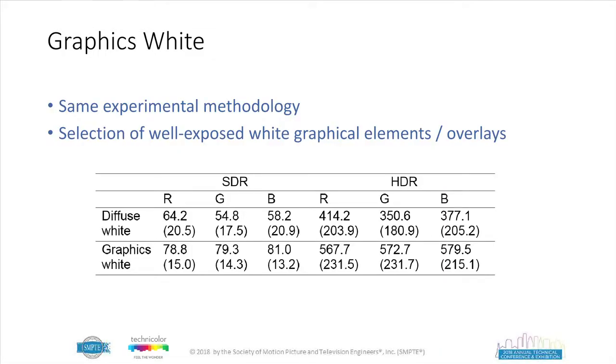And here you see that's already the case in SDR, where graphics white sits around 80 nit from 60 on diffuse white. And in HDR, that goes up quite a lot more. Graphics white sitting quite high, surprisingly high, in fact. Here around 570 or so, give or take. But that's surprising.